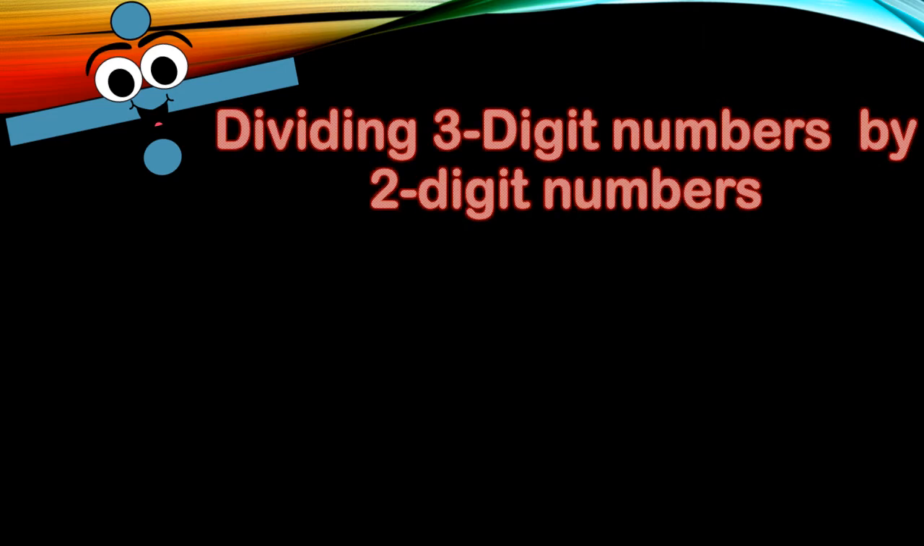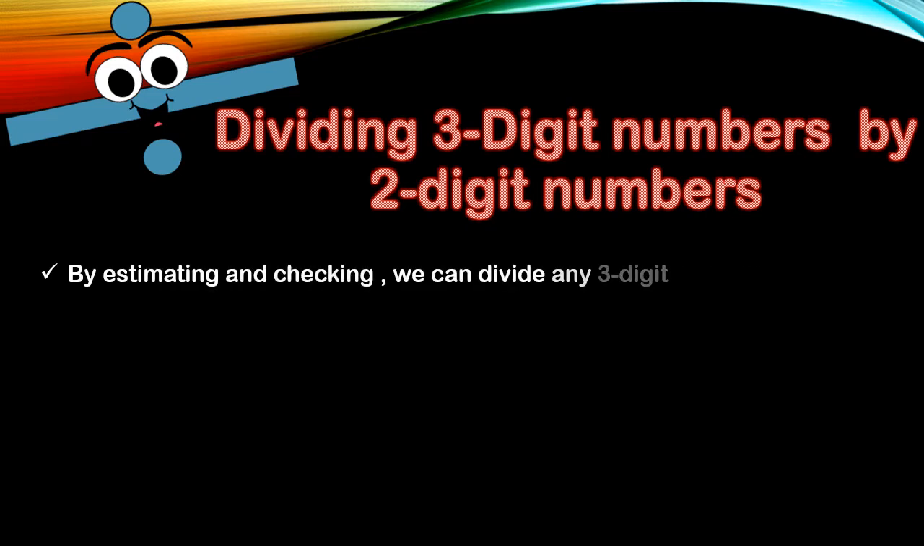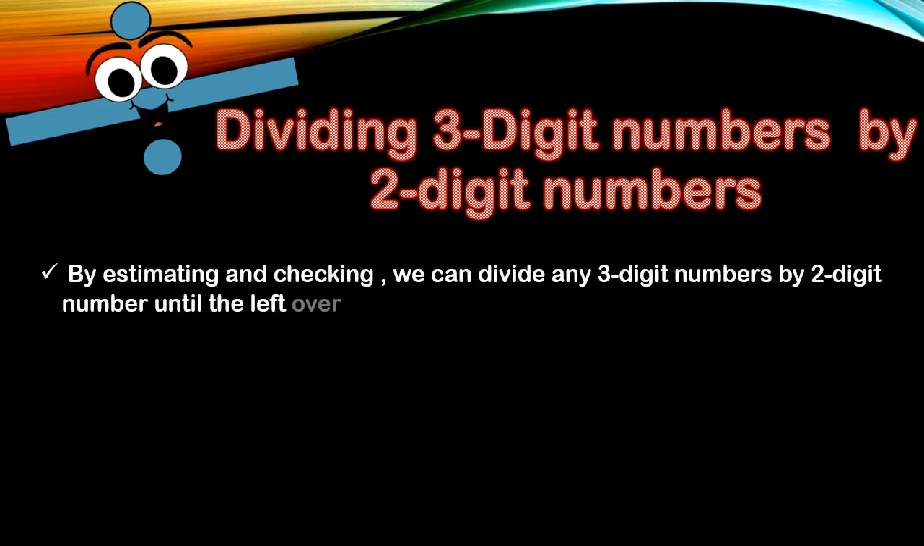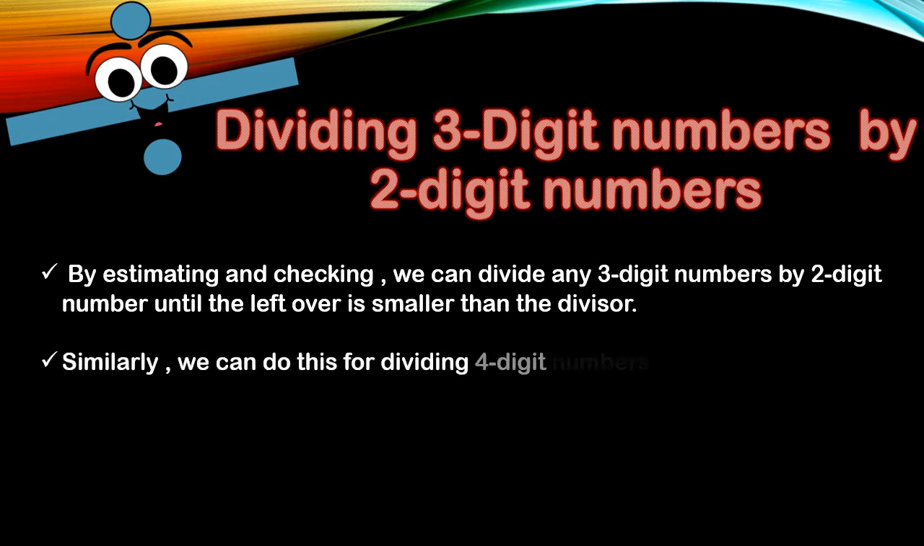So first, dividing 3-digit numbers by 2-digit numbers. By estimating and checking, we can divide any 3-digit number by a 2-digit number until the leftover is smaller than the divisor. When the leftover is smaller than the divisor, that is called the remainder. Similarly, we can do this for dividing 4-digit numbers by 2-digit numbers.